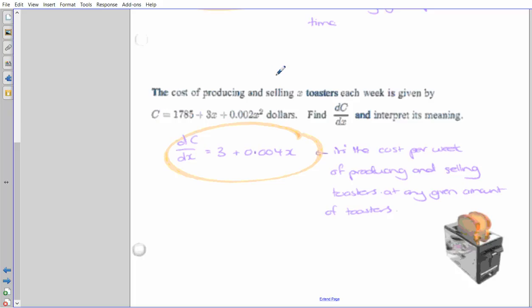Here's the last one. It's good to just apply it to some real world stuff. So the cost of producing and selling x toasters each week is given by the cost function in terms of x dollars. Find dC dx and interpret its meaning. So basically find the gradient. So this is a constant, so it just disappears. Plus 3x just becomes 3. And 2 times 0.002 in the calculator is 0.004. That becomes x to the power of 1. What does it mean? It's a function that represents the cost per week of producing and selling toasters at any given amount of toasters. Okay, and that's the end of the lesson.